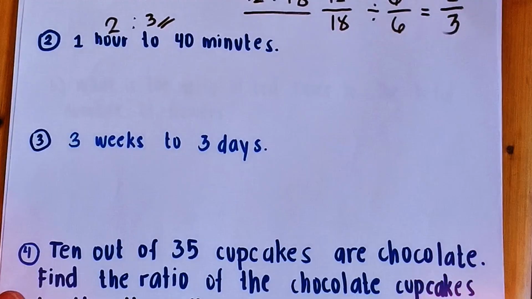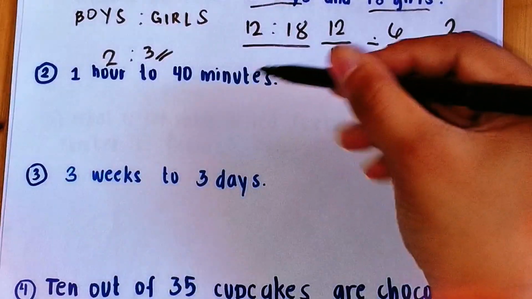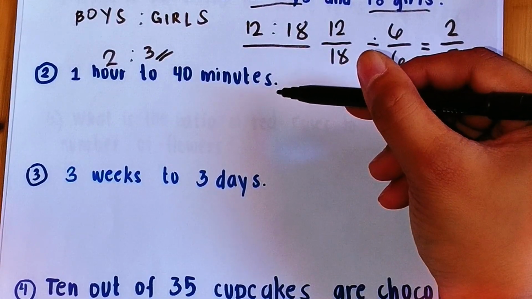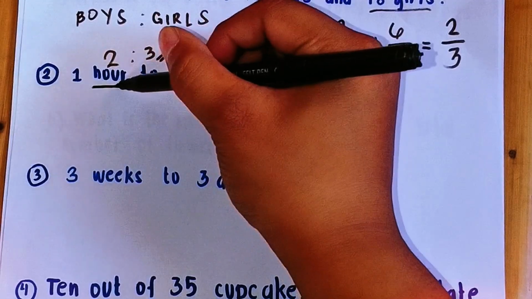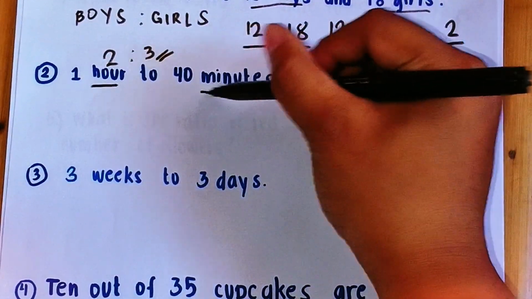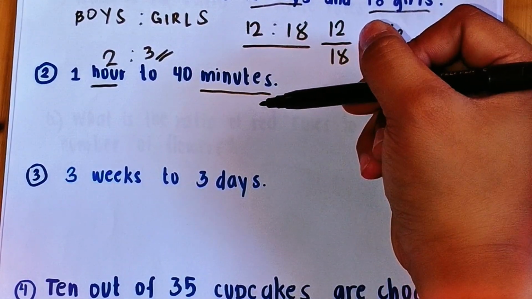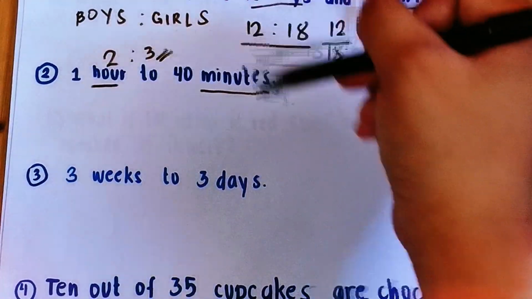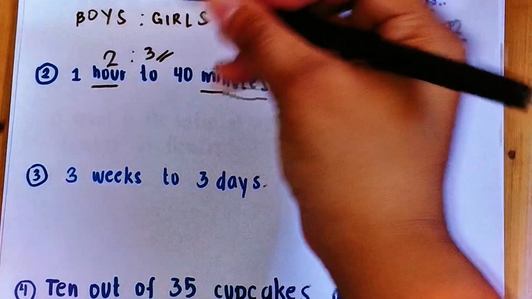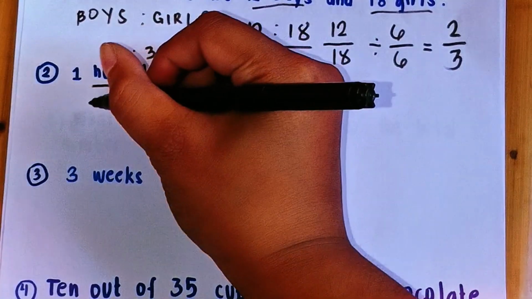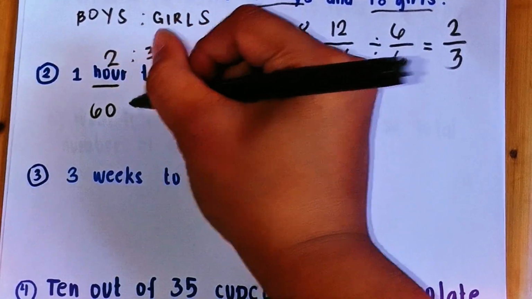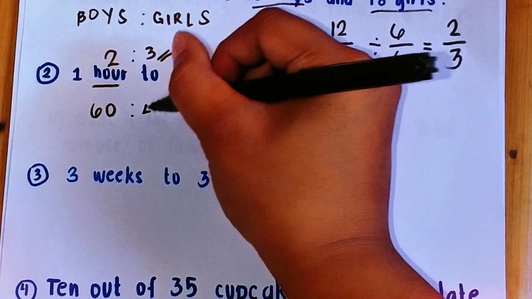Next example is 1 hour to 40 minutes. But before we simplify it, we need to first change the hour to minutes. We need to have the same units before we simplify it. So in 1 hour, how many minutes do we have? It's 60 minutes. So 60 is to 40.